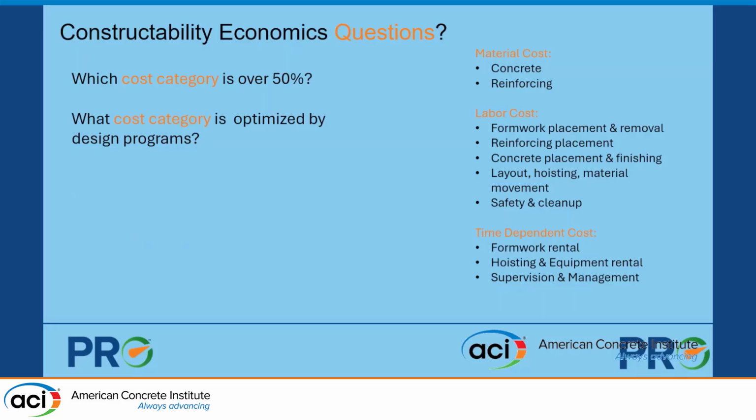Well, material cost typically is less than 50% of the total cost of construction, and the labor cost and the time-dependent cost often are 50% or more. The cost category that is optimized by design programs, software, is material cost. So the tools that designers are using are optimizing the smallest segment of the cost, oftentimes at the expense of time-dependent cost, or labor costs.